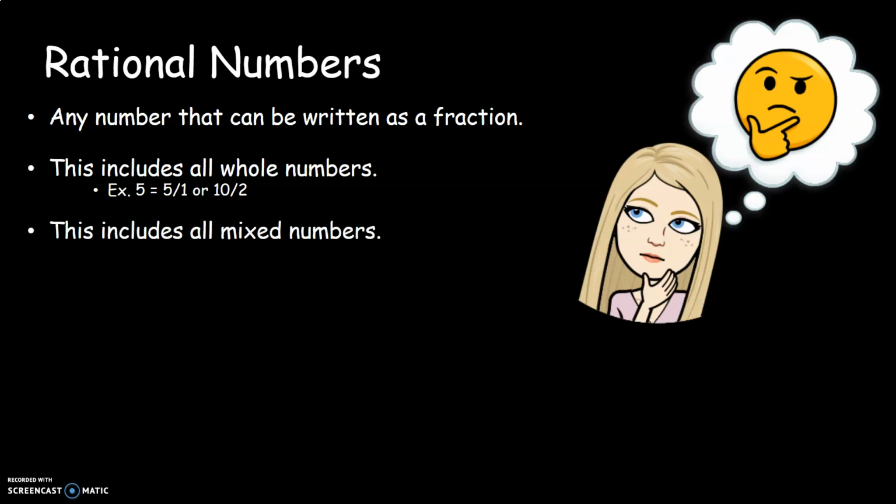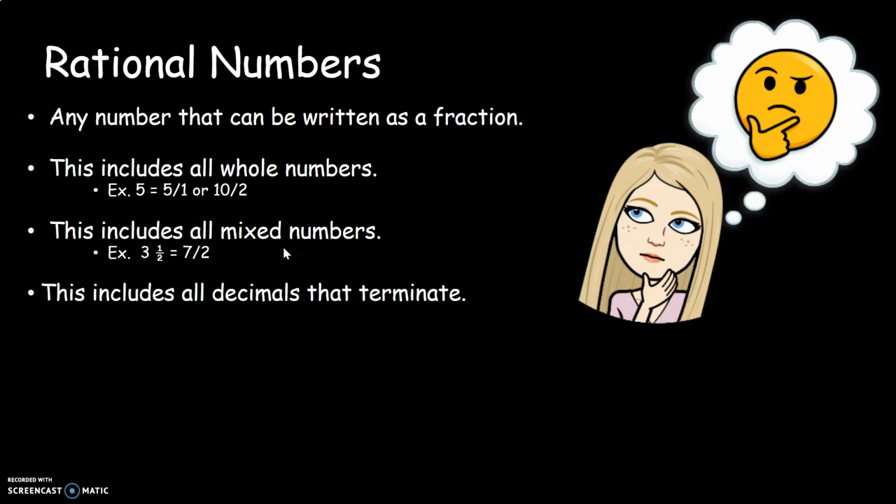This also includes mixed numbers. So if I have 3 and 1/2, I can change that mixed number to an improper fraction, such as 7/2. So this can also be written as a fraction, so this is a rational number as well. The next one includes all decimals that terminate. Terminate means end. So 5.2 has an ending, which can also be converted to 5 and 2/10, which once again you could make into an improper fraction like we did above.